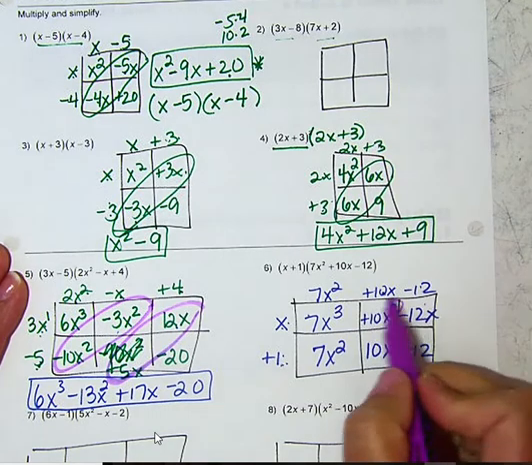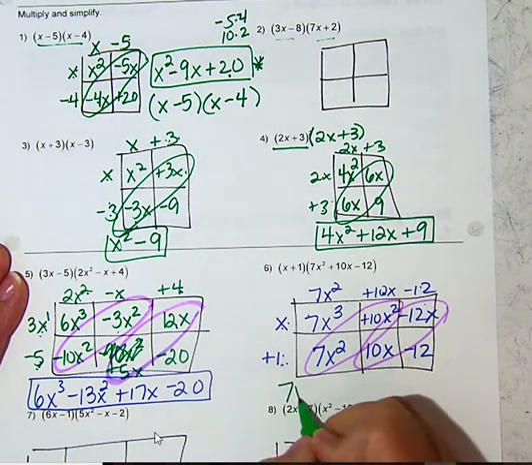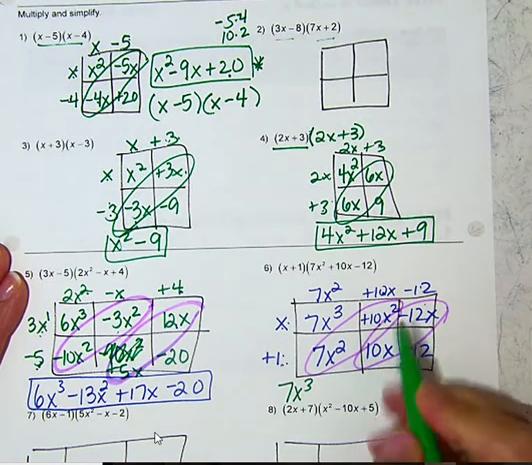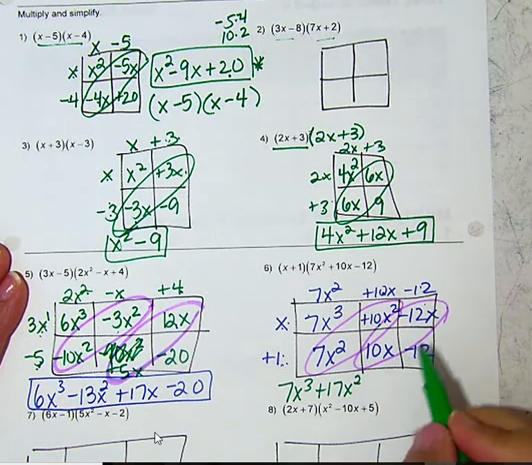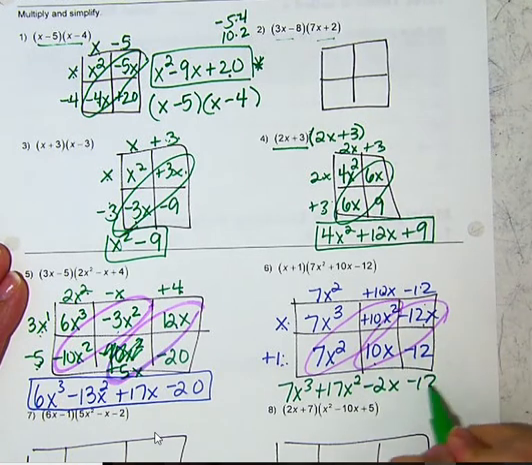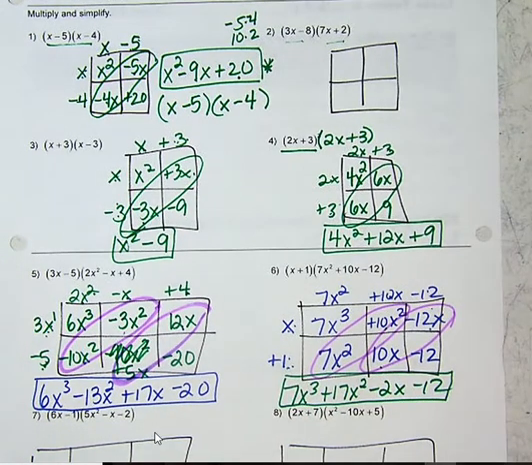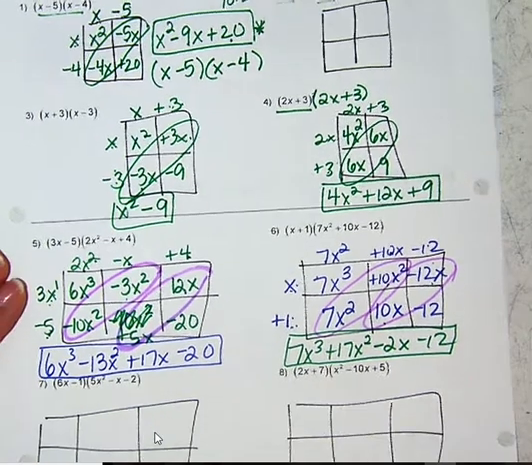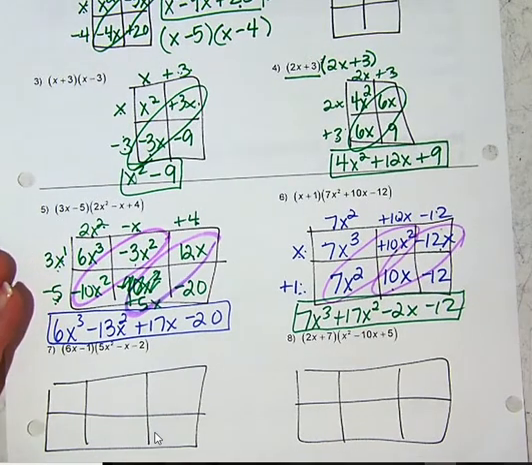Then I like to change colors and circle like terms. My x cubed is by itself. 7x and 10x gives me positive. They're both positive, so I add them together. They stay positive. Negative 12 and 10 is a negative 2, and then a negative 12. And I end up with a polynomial that's got 4 parts. Okay? The next two, you can copy them down and try them yourself. They're just going to be bigger numbers. Okay? The math is the same.